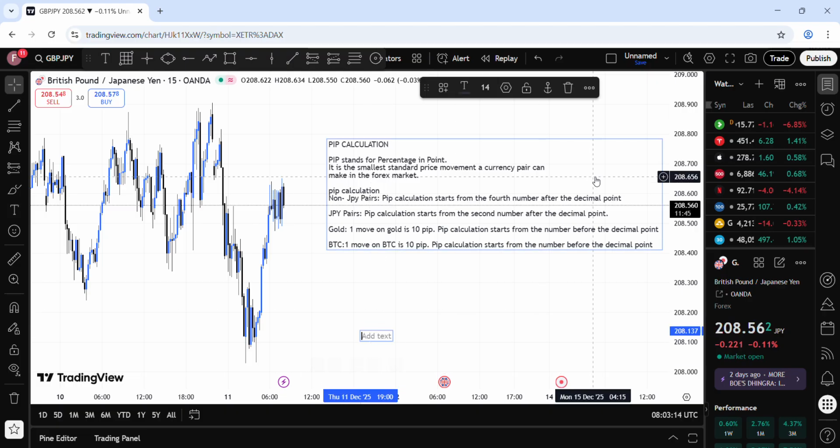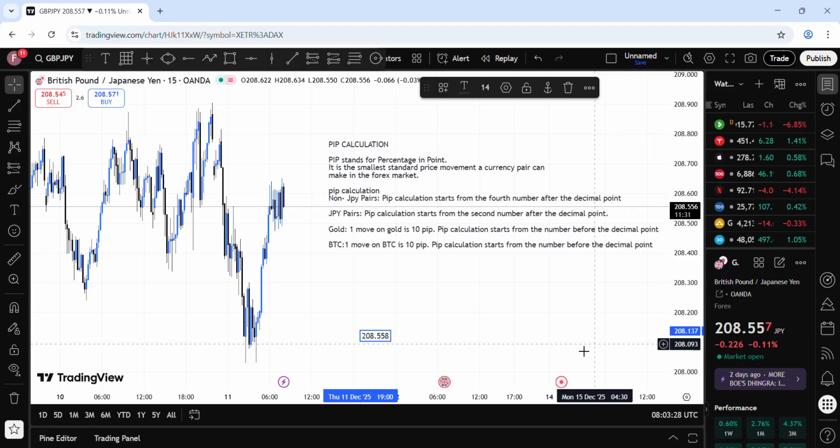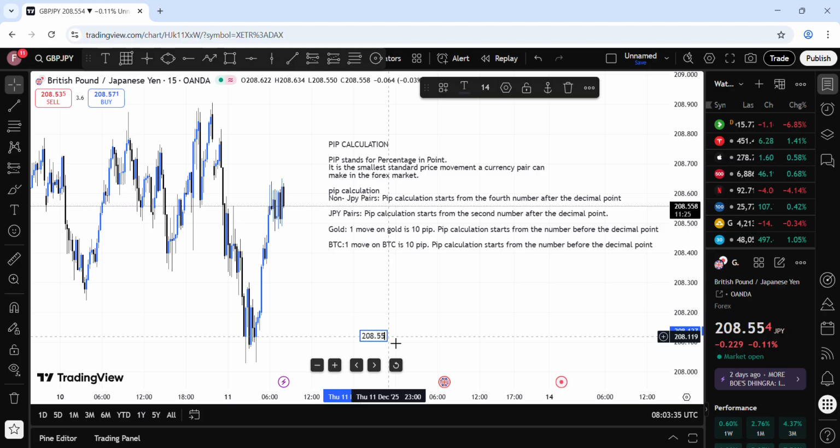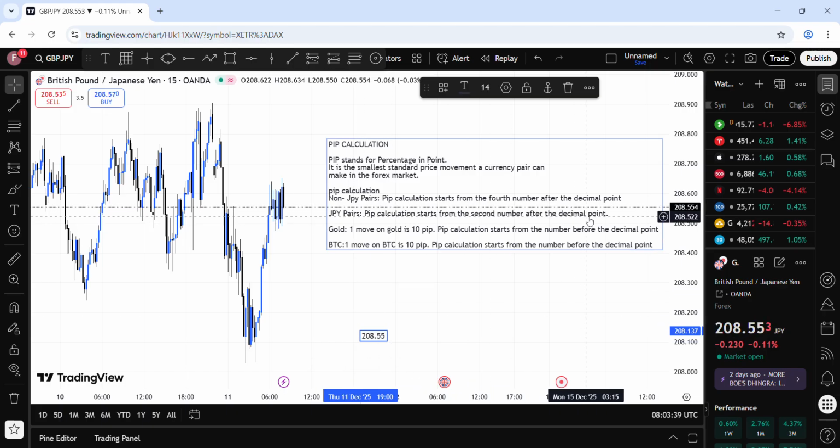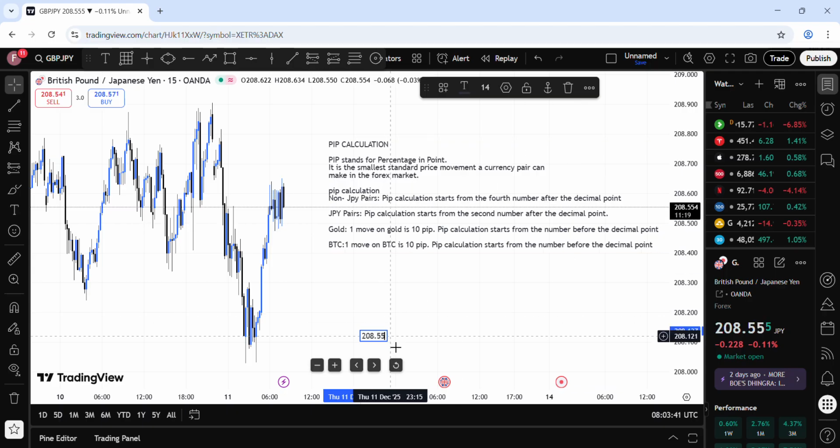So here the current market price is 208.558. That's what I saw before. Now I told you guys that this last number is called a pipette. So we don't use it. We remove it. So now the calculation starts from the second number after the decimal point. So we're going to start calculating from this 5.